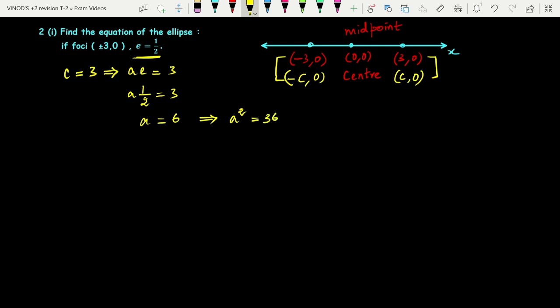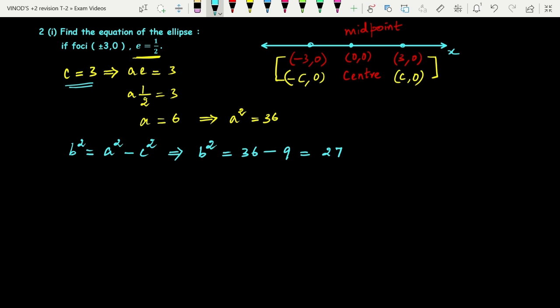And we know the b square value. What is your b square value? b square is equal to a square minus c square. So a square is 36, so b square is equal to 36 minus c square. c is equal to 3, so c square is equal to 9. 36 minus 9 is 27. So b square value is 27.